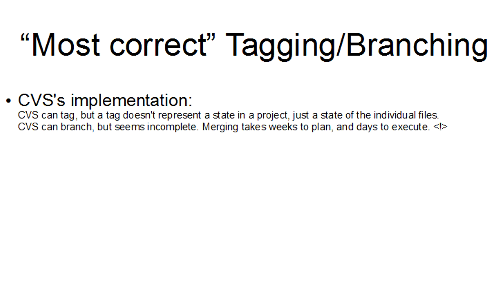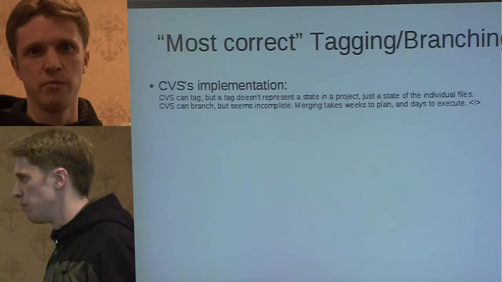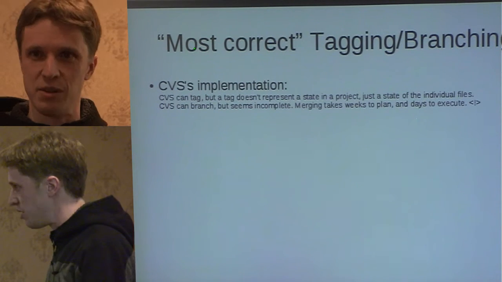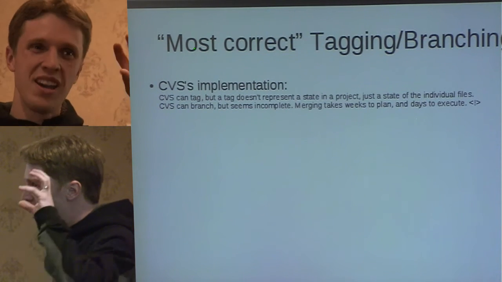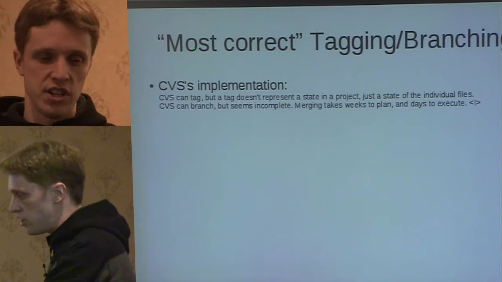So the stashing, does that require any network connectivity? Nope. Everything's local. CVS can tag, but it keeps track of the files on an individual basis. It's not the state of the entire project. Likewise, CVS can branch, but adds 2 major numbers to an individual file number, so it seems very incomplete. Good luck if you ever want to actually merge something, because you need to know where you forked, where to put it in, where your changes started and ended.